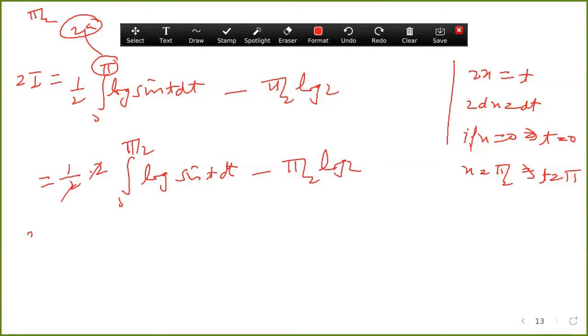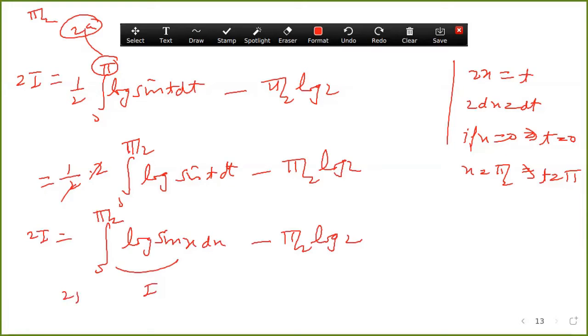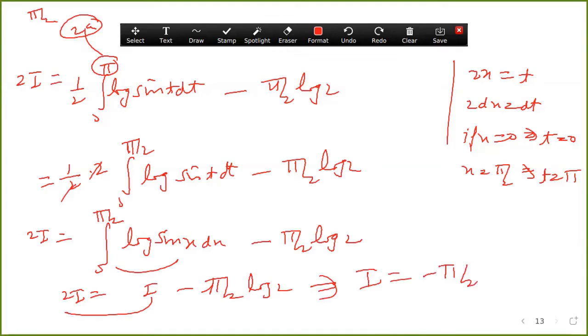Now this becomes 2I is equal to integration 0 to pi by 2 log of sin t, which can be written as log sin x. When variables are changed, there is no change in the answer. So this is what? This is I. 2I is equal to I minus pi by 2 log 2. What this implies? Take this I to the left hand side. I is equal to minus pi by 2 log of 2, and this is the answer of the question.